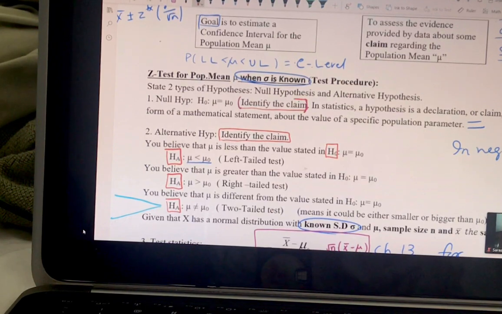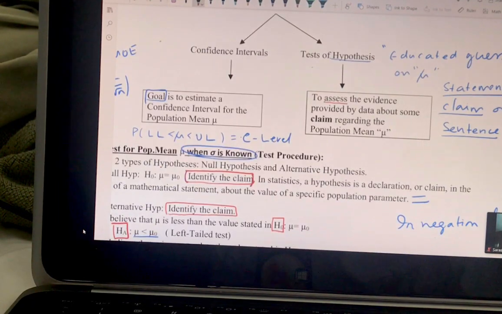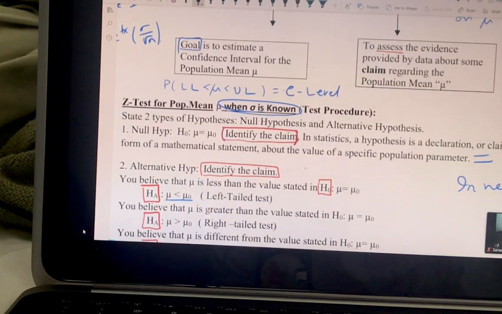Sometimes your null hypothesis is going to be the claim. Sometimes your alternative hypothesis is going to be the claim. So basically, you have to look for evidences for your claim. So that's what you are going to be seeing here. You are looking for evidences to test the claim about the population mean mu. All right. So this is important. I have given that in my recipe. Okay. Now let me go back to the worksheet.